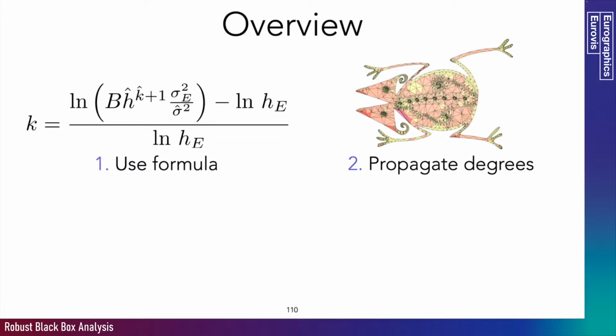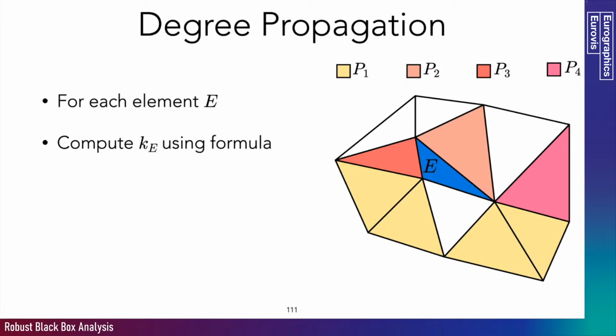Once we have k for every element, what we need to do is assign it to every element of the mesh. We need to iterate with a simple loop over the elements and compute k_E using the formula. So we just compute k for every element. And now the formula is telling us, well, we want that element to be degree 3 or degree 2. And the problem is, if a degree 3 element is next to a degree 1 element, you will lose some degrees of freedom because of the element next to it.